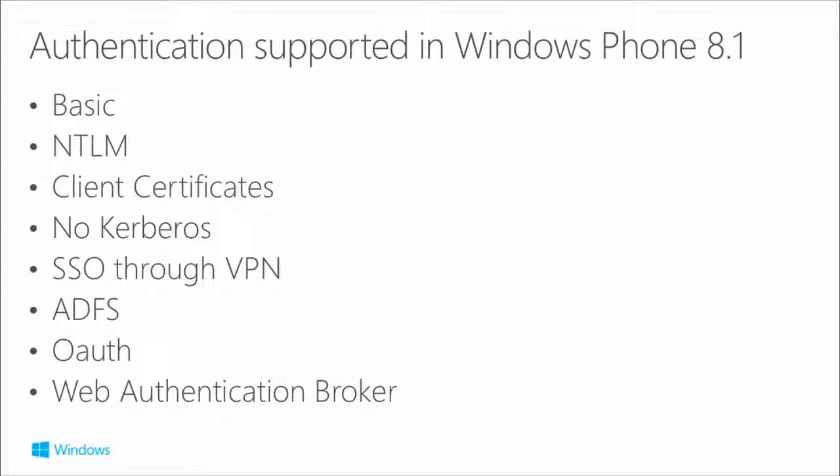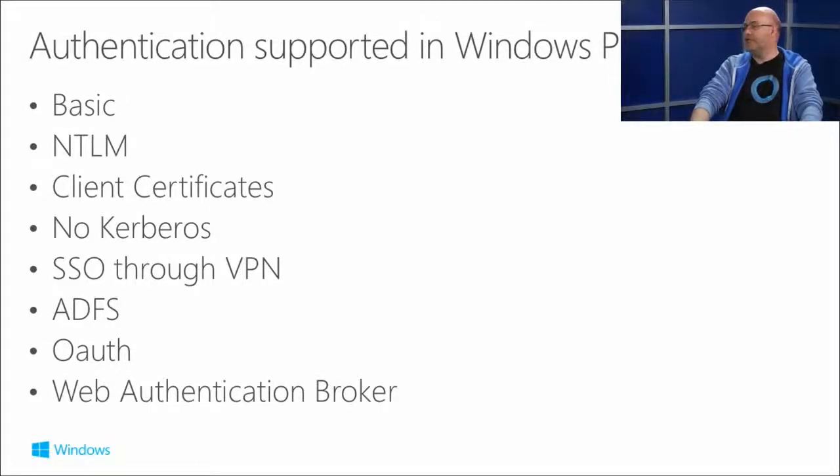We can use single sign-on through VPN. When you have a VPN connection, we can pick up the credentials from VPN and use that with either Internet Explorer or your own app. Obviously, ADFS, OAuth, and all that stuff through the web authentication broker. We will cover that a little bit, and it was already covered in another session, but that is part of the technology we have available now to start doing authentication.